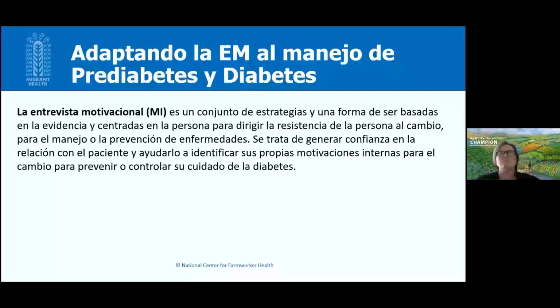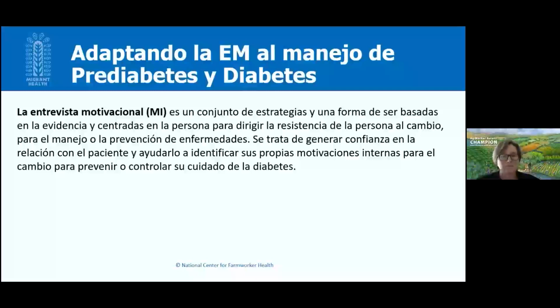So, how do we do this? Very patiently. As you know, as many of you who have dealt with pre-diabetics or diabetics, this is something that you do little by little. You create a relationship with a patient. That relationship could be sparked immediately, or it may take a while.